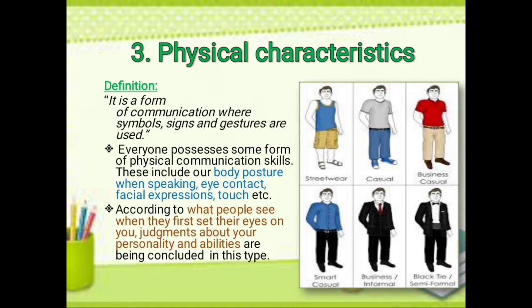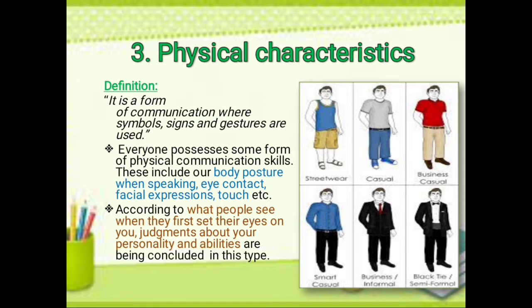And its third type is physical characters. It's a form of communication where symbols, signs, and gestures are used. Everyone possesses some form of physical communication skills. These include our body posture when speaking, eye contact, facial expressions, touch, etc. So these all come in physical characters. According to what people see when they first set their eyes on you, judgments about your personality and abilities are concluded in this type.